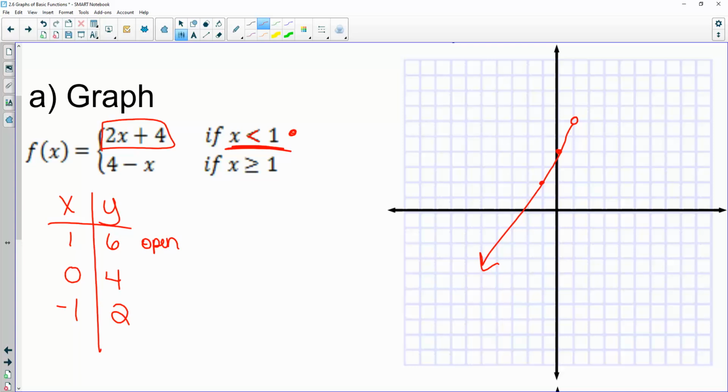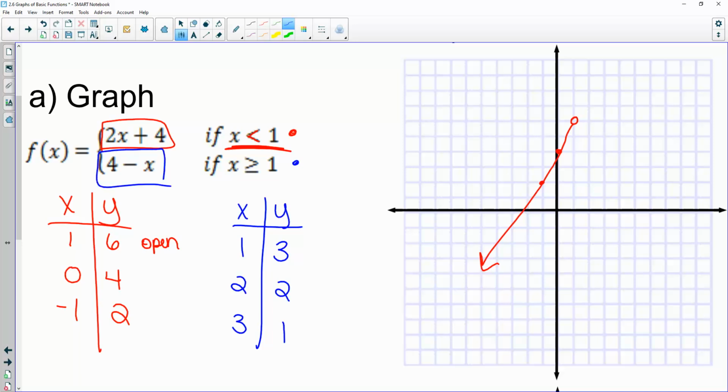Now the second piece. What's the first x value we have to plug in? 1. Will this one be open? No, because it had an equal to. And then what kind of numbers do I need to put in after that? Greater. So maybe a 2 and 3. So 4 minus 1. 4 minus 2. 4 minus 3. And I'm doing the 4 minus because that's the rule for that piece.